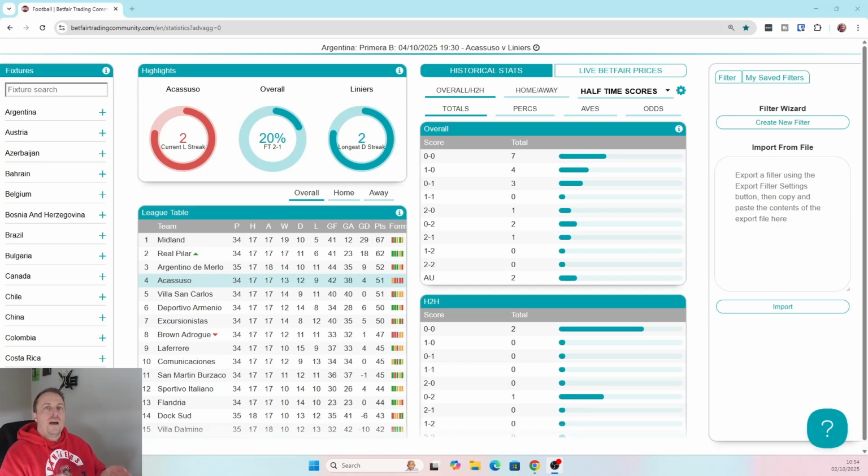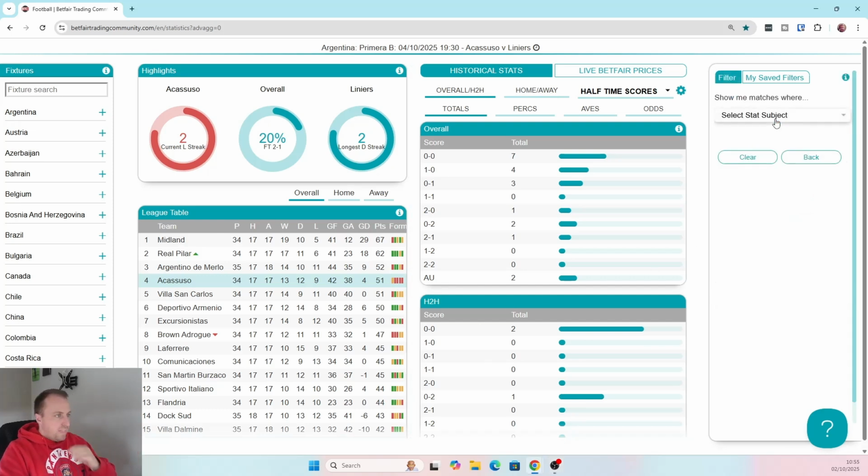Today I'm going to talk about the overall home and away filters and explain how they're used and how you can use them when you create your own strategy, or when you're editing another strategy you may have picked up along the way. So we're going to go over to the stats software here for the football, and we're going to go straight to create new filter.